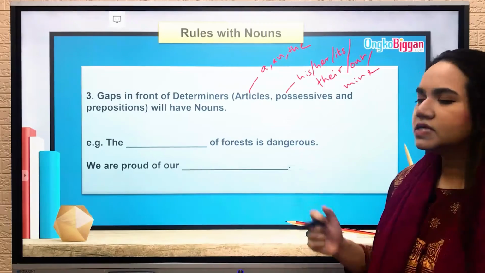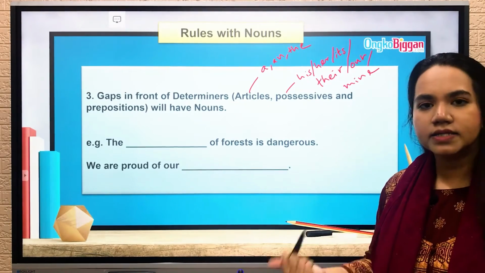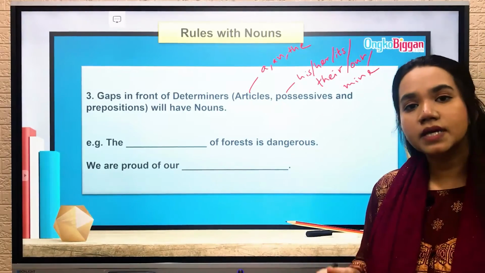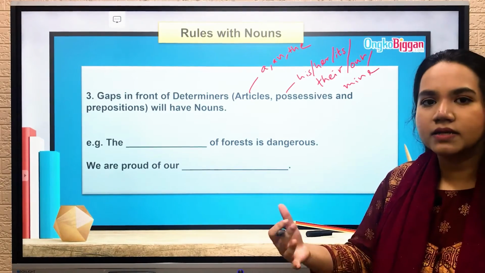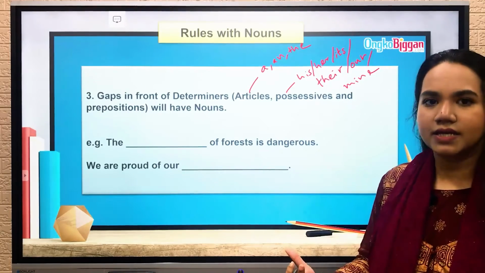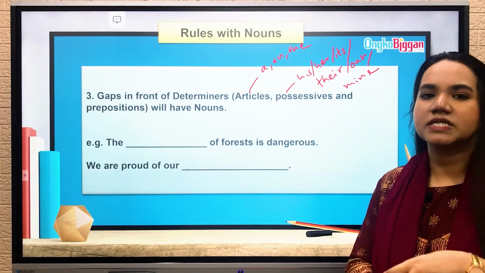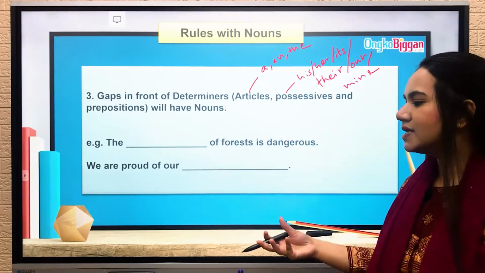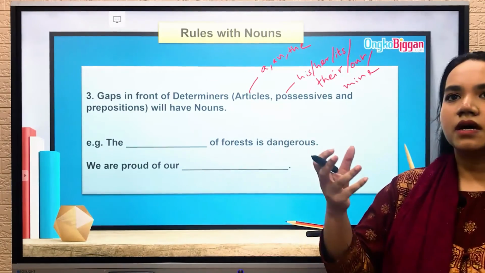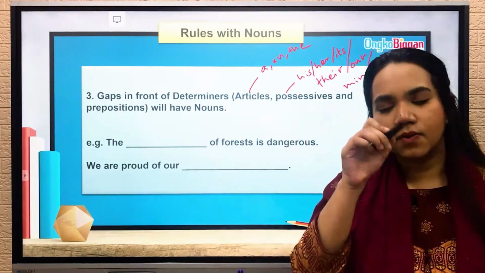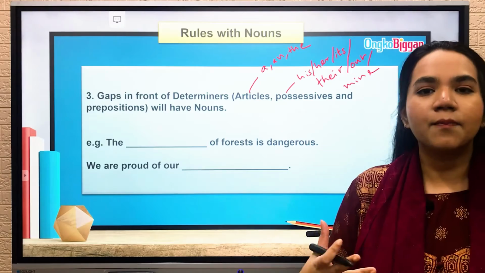So all of these words are called determiners. Why are they called determiners? Because whenever we put these particular words, it means that I am trying to indicate that this particular noun has this particular feature. If I'm saying that this cat is on top of the table, here, on the table, the word on is determining the position of the cat.